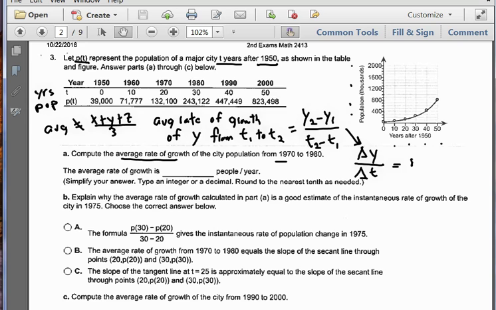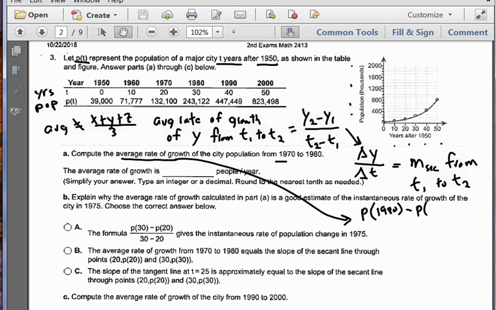Now, you might be thinking, that looks like a slope formula. Yeah, it is. It's the slope of the secant line between those two endpoints, from t1 to t2. Great. So here they're asking for the average rate of growth from 1970 to 1980. And so this literally is a slope formula problem. Okay, so it looks like calculus, but it's really secretly algebra 1.